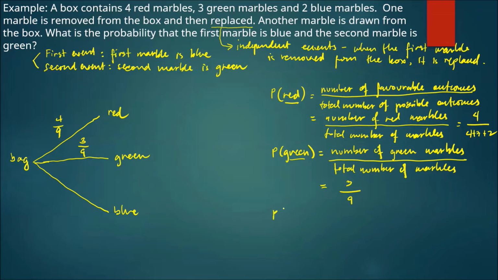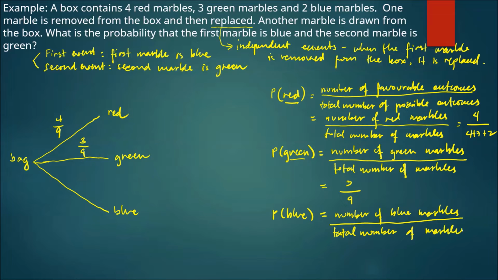Now, what's the probability of getting a blue marble? So again, that is the number of blue marbles all over the total number of marbles. And how many blue marbles are there? There are 2 blue marbles over the total number of marbles, 9. So therefore, the probability that we get a blue marble from the bag is 2 over 9.